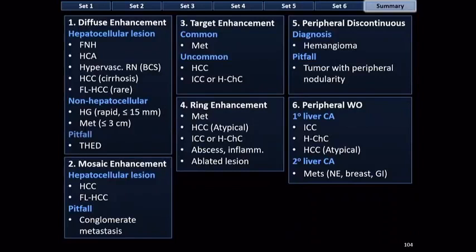Okay, so we have now done our whirlwind tour through these 6 patterns of enhancement. Diffuse enhancement, think hepatocellular, hepatocellular, hepatocellular. If the patient has no cirrhosis and the lesion disappears, think FNH. If the lesion is too heterogeneous to be an FNH and it's a young woman, either obese and or on birth control pills, think hepatocellular adenoma. If you see a T1 bright nodule in the setting of Budd-Chiari, think hypervascular regenerative nodule. You can follow these over time, but don't follow them for growth because they will grow. Follow them for change in imaging features.